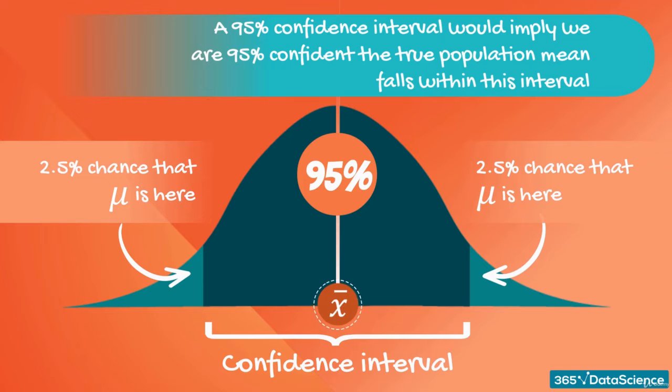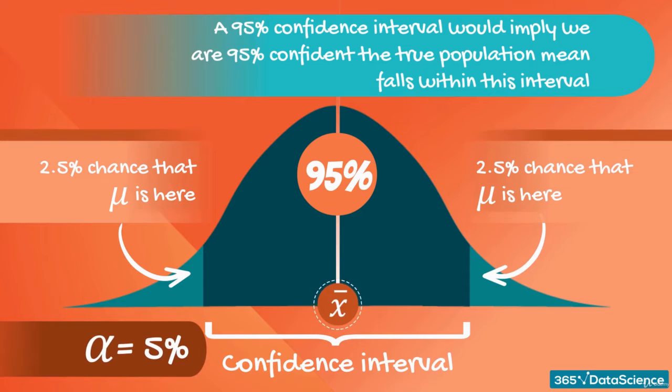Overall, there is 5% chance that our confidence interval does not contain the true population mean. So, when alpha is 0.05 or 5%, we have alpha divided by 2, or 2.5% chance that the true mean is on the left of the interval and 2.5% on the right.